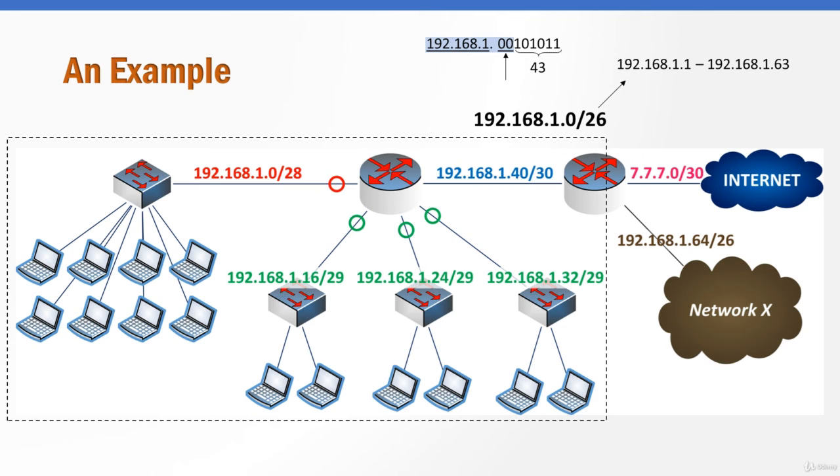So the range for this new network X would actually be 192.168.1.65 to 127. So we're perfectly safe to use this summarized IP address. But don't worry, we're going to practice some more, and we're going to go through some more examples in our future lessons.